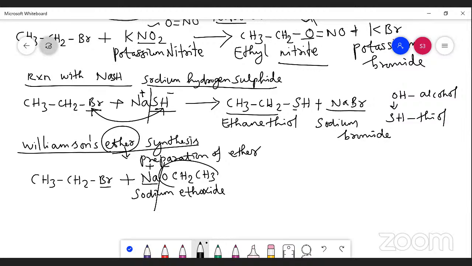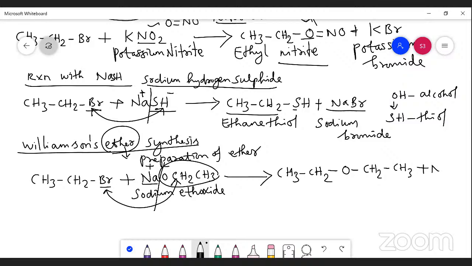So what reaction have we seen under nucleophilic substitution? One nucleophile is substituted by another nucleophile. So probably we are going to get a product like this: CH3CH2 from one reactant molecule is left, and this bond is added with the O, and in the second molecule CH3CH2 is also remaining. And the side product is NaBr, sodium bromide.